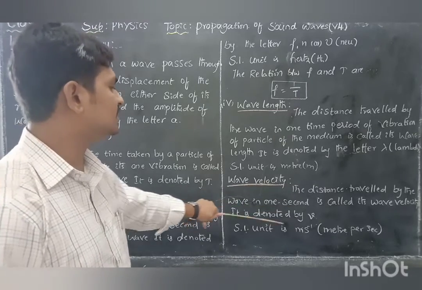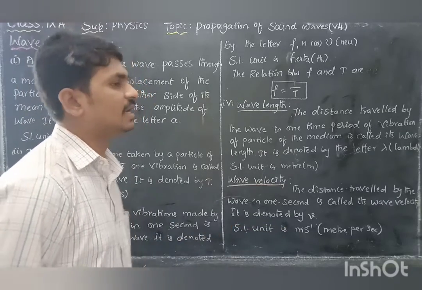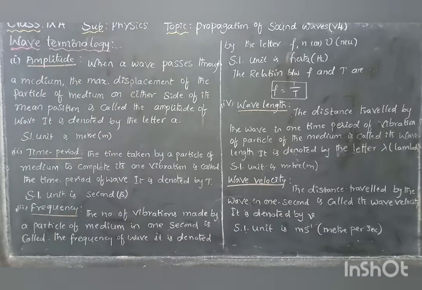It is denoted by the symbol V. The SI unit is meter per second. Already you know velocity is measured in meters per second, written as meter second power of -1. That is the wave velocity. These are all the terminologies related to wave characteristics.